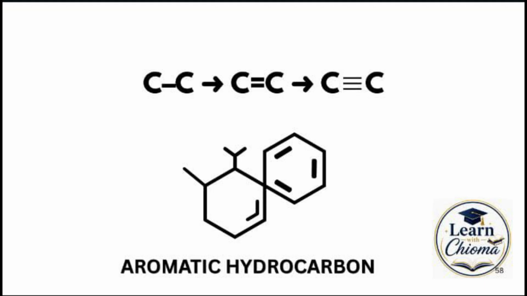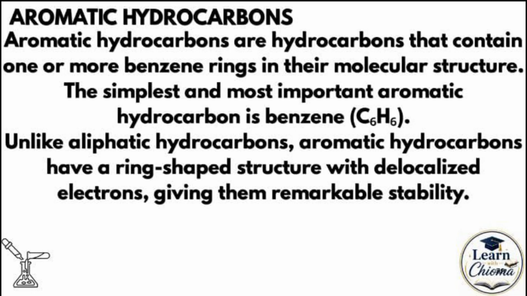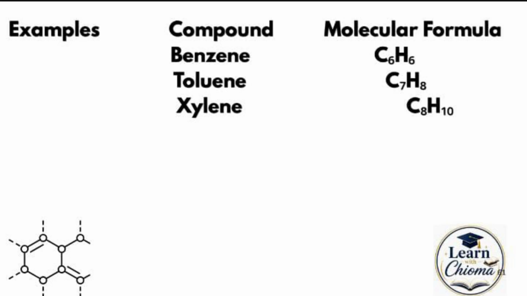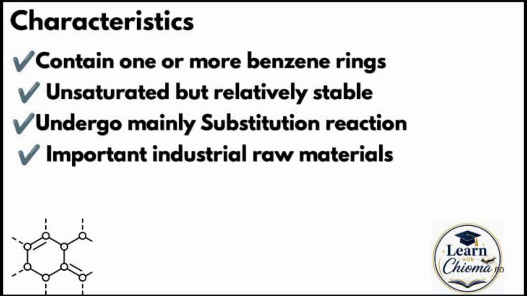The final group of hydrocarbons we'll study is the aromatic hydrocarbons. Aromatic hydrocarbons contain one or more benzene rings in their structures. The simplest member of this family is benzene, with the molecular formula C6H6. Although benzene contains double bonds, its electrons are shared evenly around the ring. This special arrangement, called electron delocalization, makes benzene much more stable than a typical alkene. Because of this stability, aromatic hydrocarbons usually undergo substitution reactions rather than addition reactions.